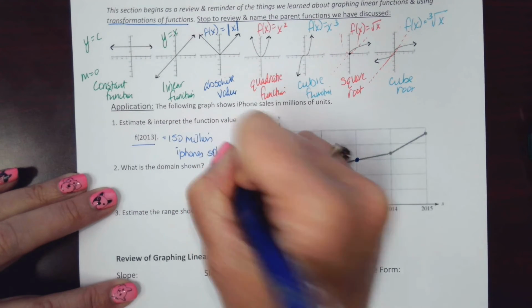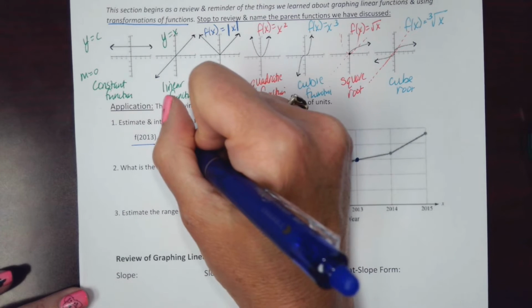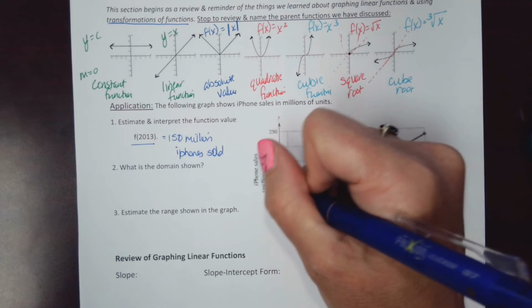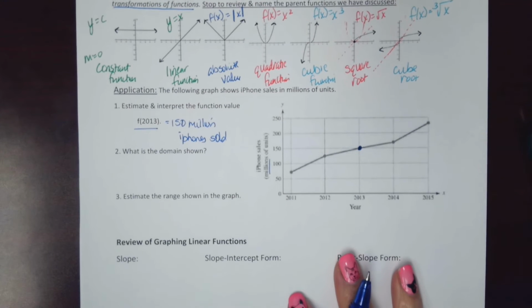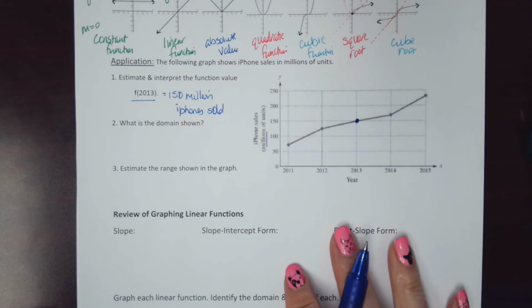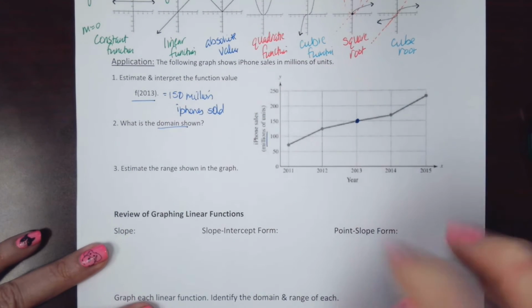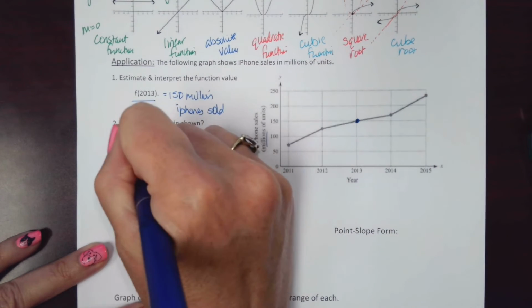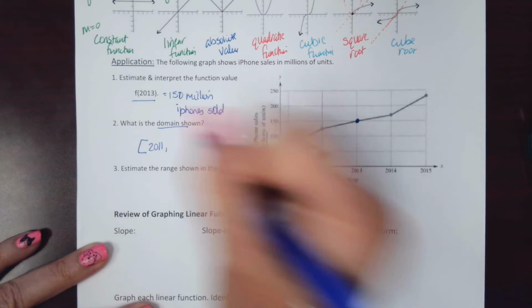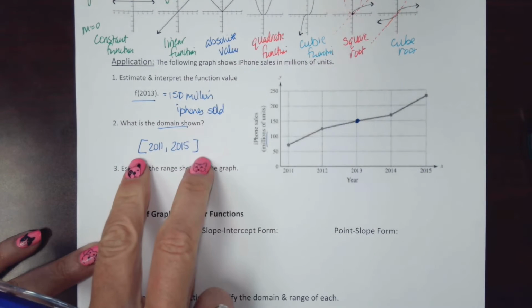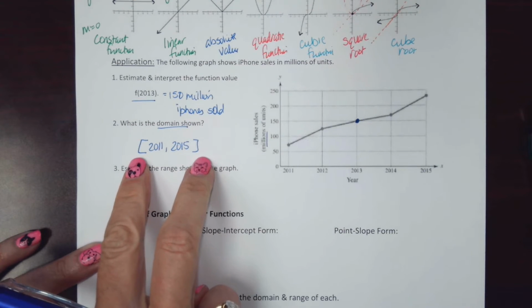If you just tell me 150, that is not right. 150 is not the same thing as 150 million. So make sure that you read the information given to you on your graphs. What is the domain that is shown? Well, domain is the set of x values, and as I look at this graph, my domain includes the years from 2011 through 2015, square brackets, because those years are on the graph.